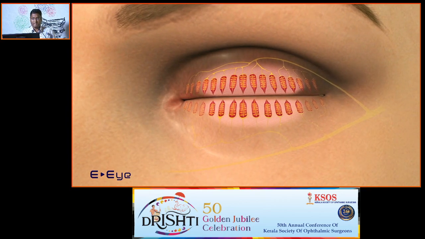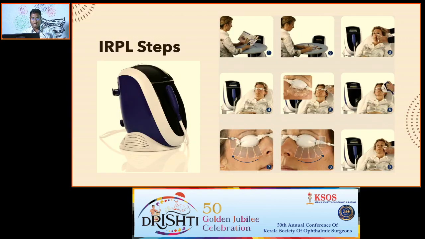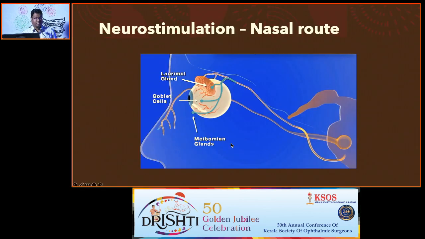This is the IPL animation. I'll skip it in the interest of time. So these are the steps. Depending upon the skin color, the intensity of IPL is adjusted. And we do it in 5 shots in each eye, 4 in the lower region and 1 in the lateral canthal region.